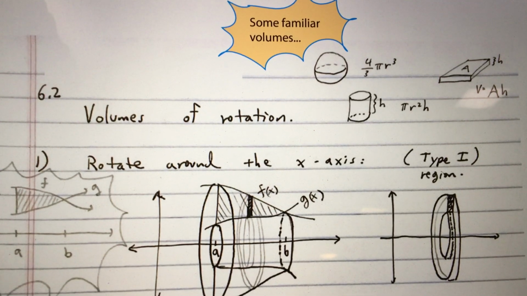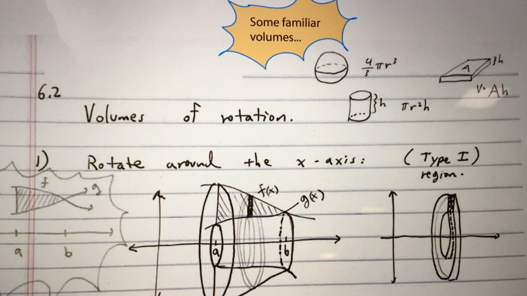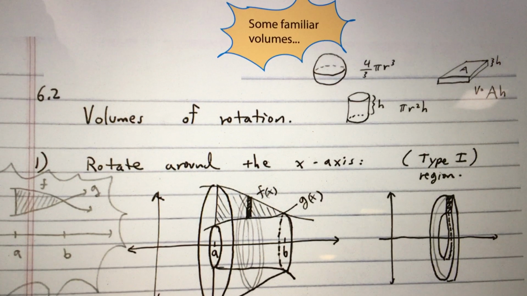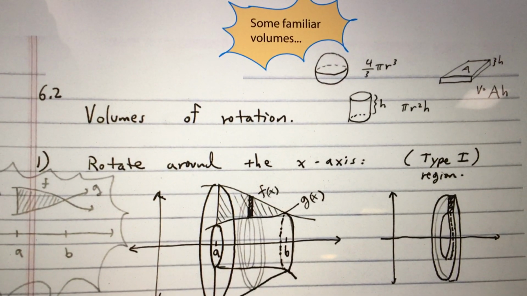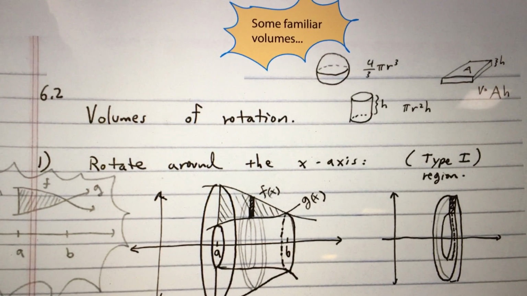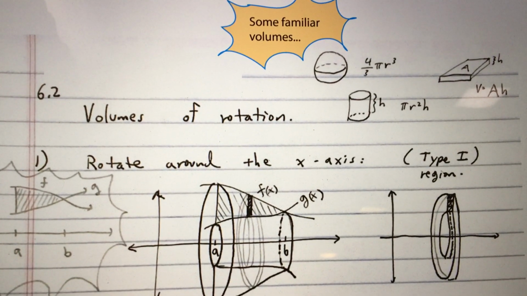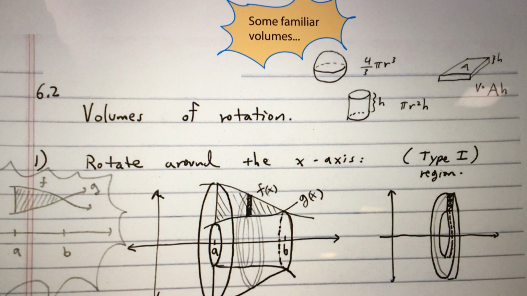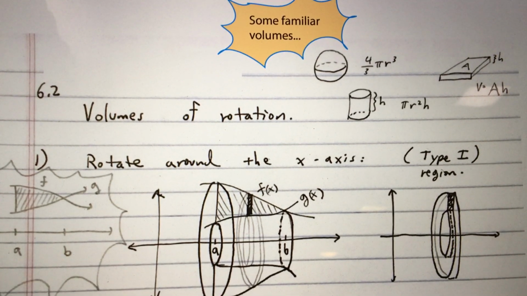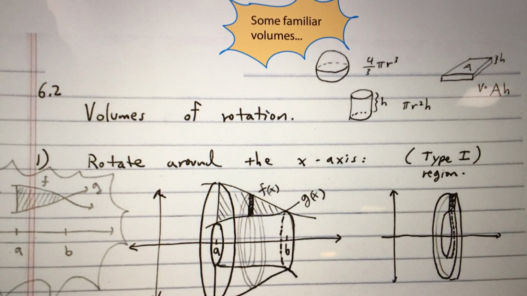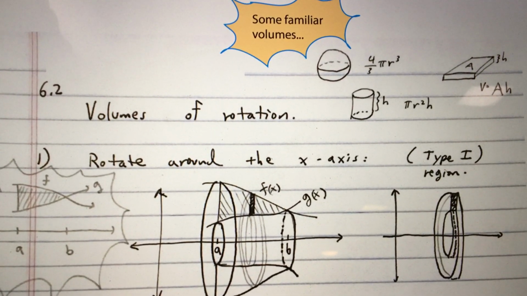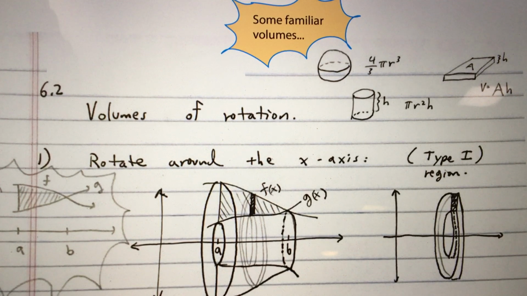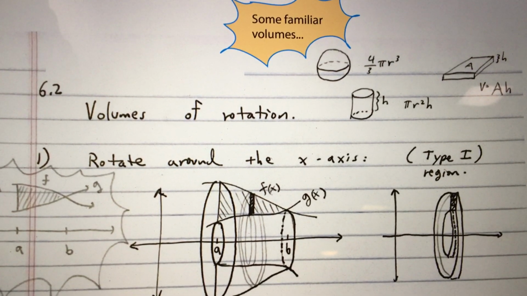If you have a sphere with a radius r, the volume is 4/3 pi r cubed. A cylinder with a radius r and a height h, pi r squared h. And a rectangular solid where it has an area, which is base times height, but just to leave it as an area, the volume is the area times the height. And that fits with that cylinder because the area of the circle is pi r squared.